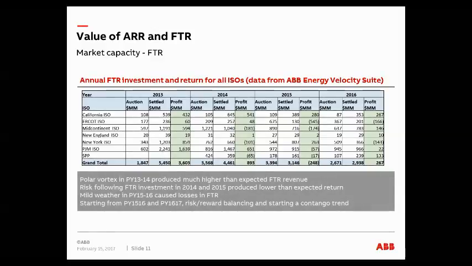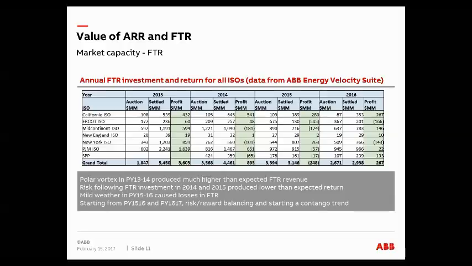So now let's look at the market value of FTRs. I downloaded all this data from ABB Energy Velocity Suite for all the ISOs in the US for the past 4 years. On the column headers, the auction column is the auction value, meaning the investment of all the market participants. And settlement is the revenue received in the day-ahead market. And the profit is simply the difference between settlements and auctions.